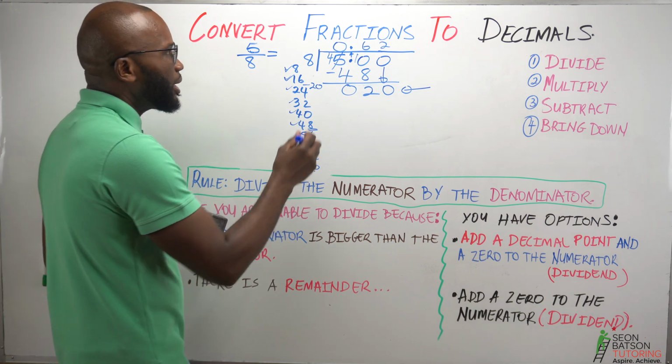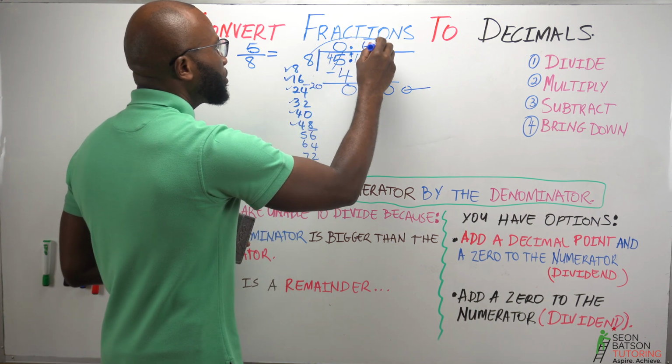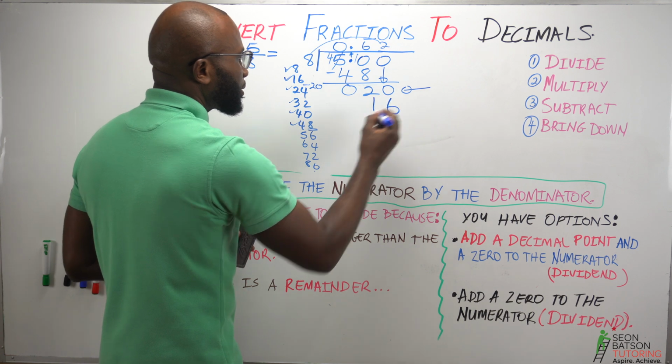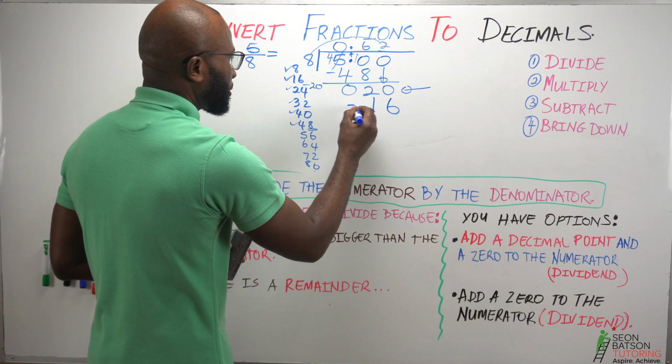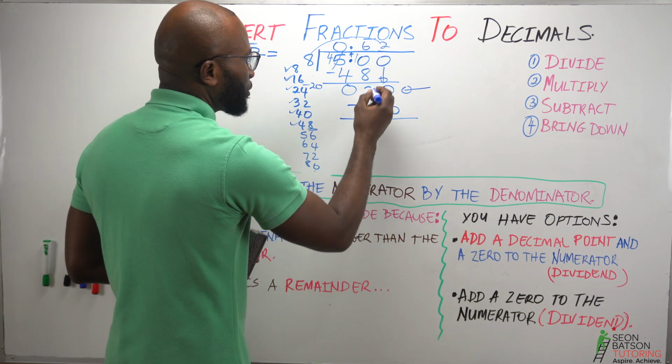After dividing, we are going to multiply. 8 times 2 is 16. After multiplying, we are going to subtract. If we subtract, we're going to regroup.